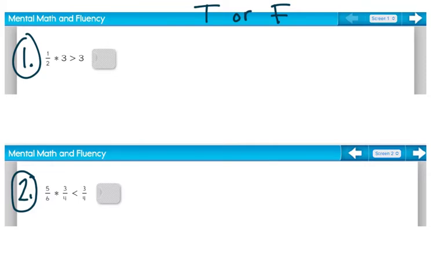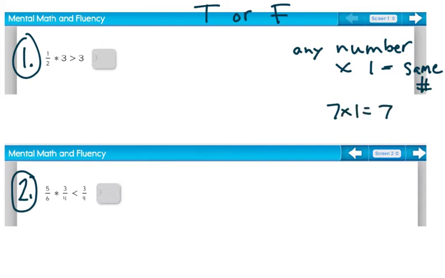True or false. Remember, when you multiply any number times 1, you end up with that same number, correct? So if I take 7 times 1, I get 7, right? So if I multiply by a number less than 1, I'm going to get a smaller number.